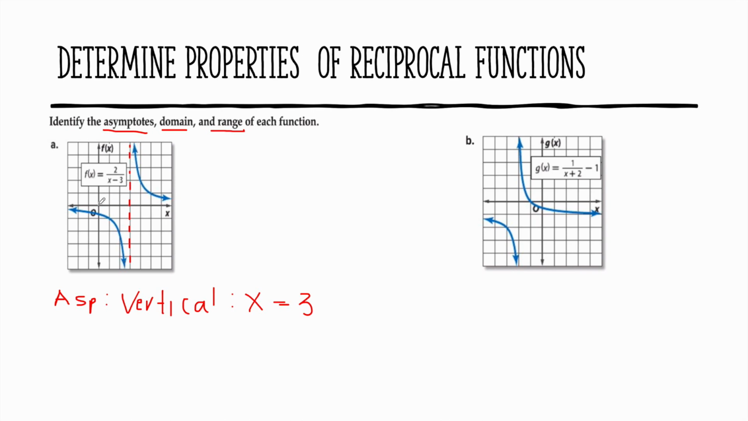You can count the blocks 1, 2, 3, or you can look at your denominator here and you can see that the graph moved from the original 3 units to the right, and therefore our asymptote became -3. So let's look at the horizontal.